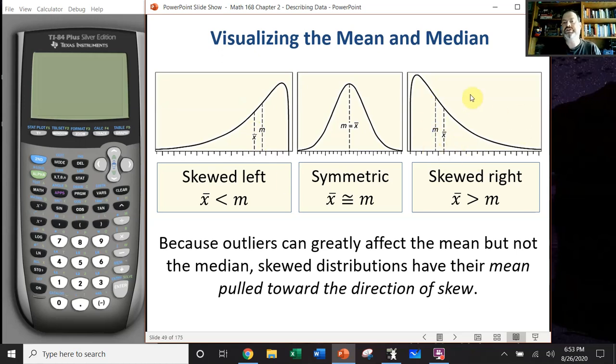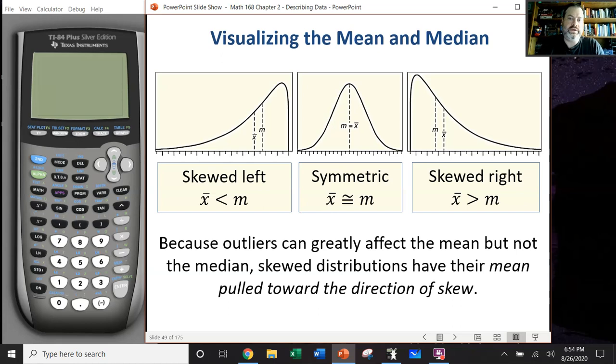If the distribution is skewed right, the outliers are on the right, which pulls the mean closer to the outliers, and so the mean is greater than the median. If your distribution is symmetric, there's either no outliers, so X bar and M are close together, or there's outliers on both sides equally because it's a mirror image, in which case X bar doesn't get pulled one way or the other, it stays right in the middle.